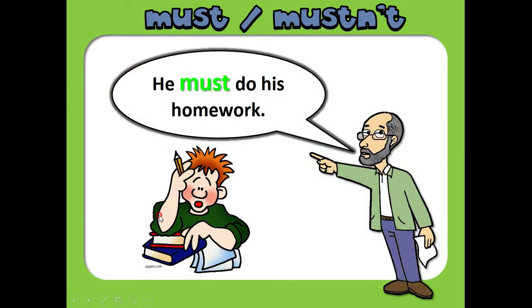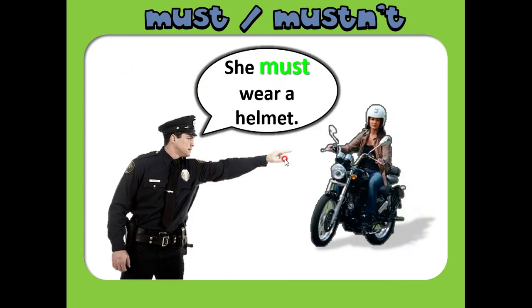Look here. Look at the boy. The boy is doing his homework or he is thinking about something. So you have to say he must do his homework because he is obligated to do his homework. We use must. The next one, she must wear a helmet.